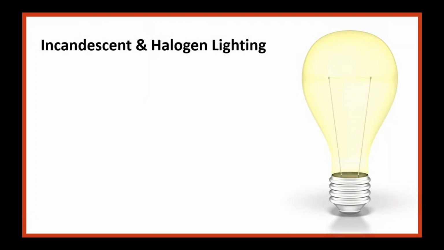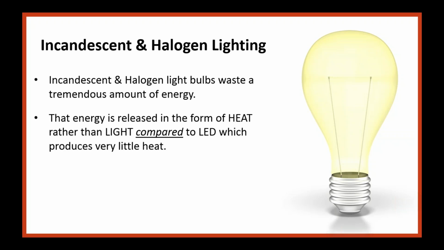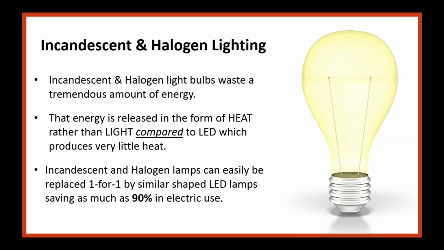So let's take a look at the next type of lighting, which is what everybody knows the most about: incandescent and halogen lighting. Incandescent and halogen, goodness, these waste a tremendous amount of energy, released in the form of heat rather than light, compared to LED. These are high heat. In fact, this is what kills these lamps. The heat is what actually burns these bulbs out, as opposed to an LED bulb, which produces very little heat. Incandescent and halogen lamps are easily replaced one for one by similar LED lamps, with 80–90% electric savings.